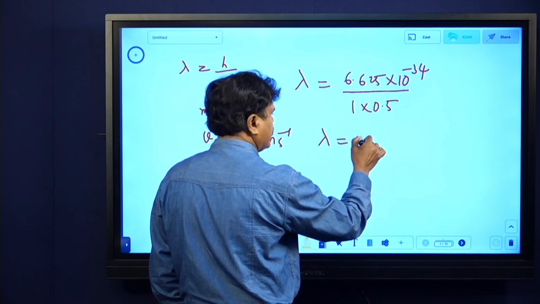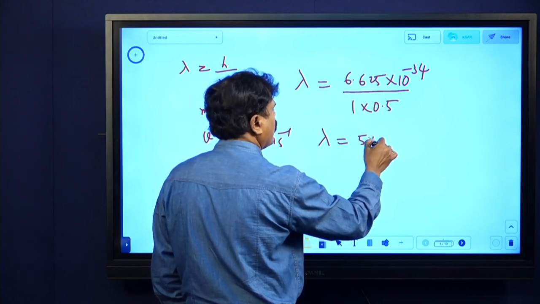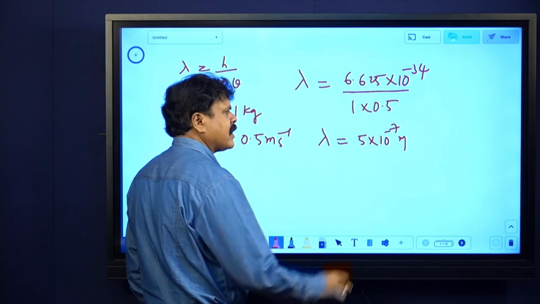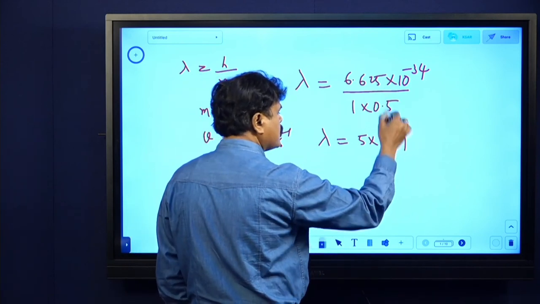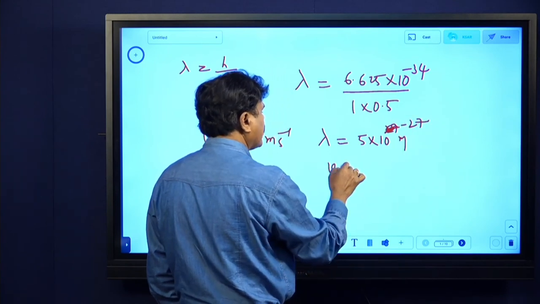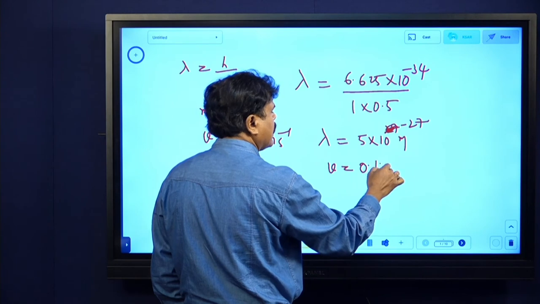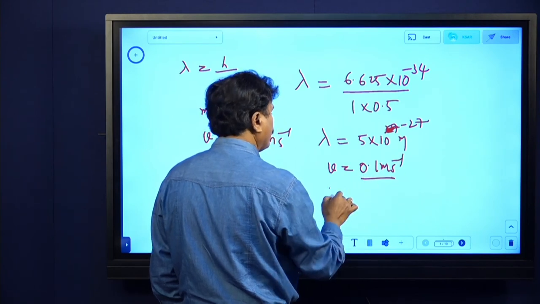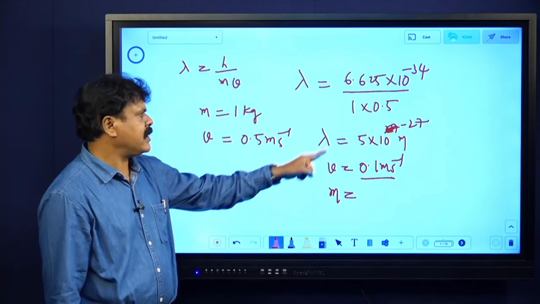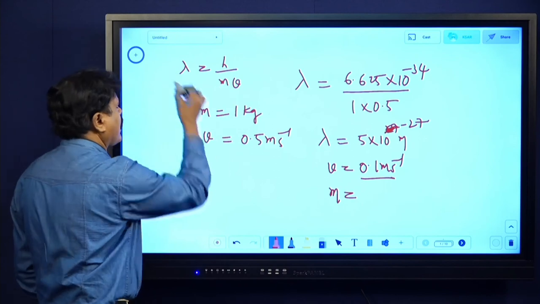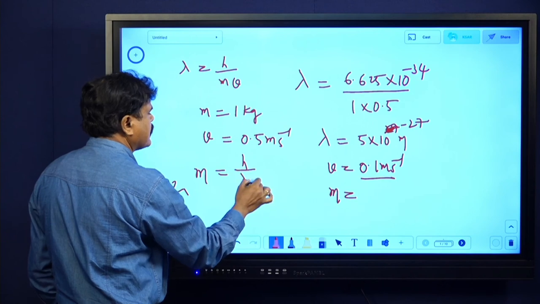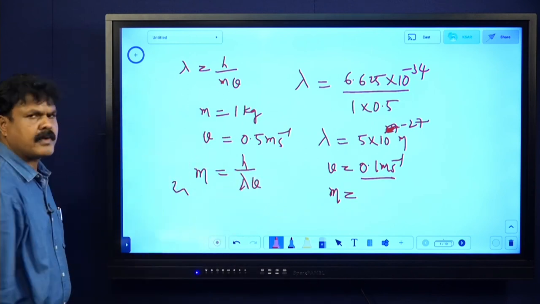Sometimes lambda will be given. I say lambda is something like 5 into 10 power minus 7 meter. Okay, just I am taking 5 into 10 power minus 7 meter, or let me say 10 power minus 27 meter also you take, I don't mind. Velocity is something like just 0.1 meter per second or something I say. I'll ask you to calculate the mass of the particle. Never feel like this is a problem again, whatever it might be. Lambda equals h by mv. Cross multiply. m equals h by lambda v. That's it. h by lambda v. Substitute, you will get it.